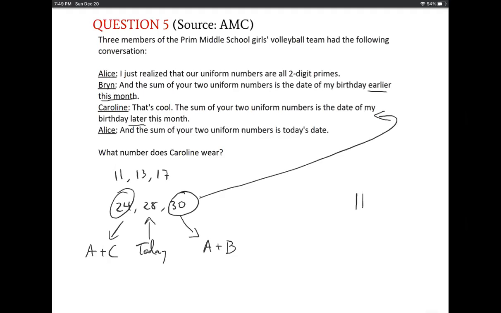Anyways, today is the 28th, so yeah. If 24 corresponds to Alice and Caroline and 30 corresponds to Alice and Bryn, then we can figure out that 24 is the sum of 11 and 13, and Alice plus Bryn corresponds to 13 and 17. And since Caroline is not in this area, that means Caroline's number has to be 11. So that is all for today.